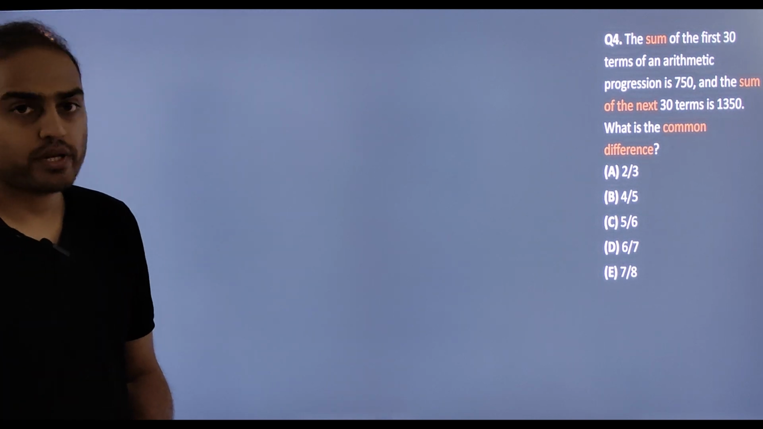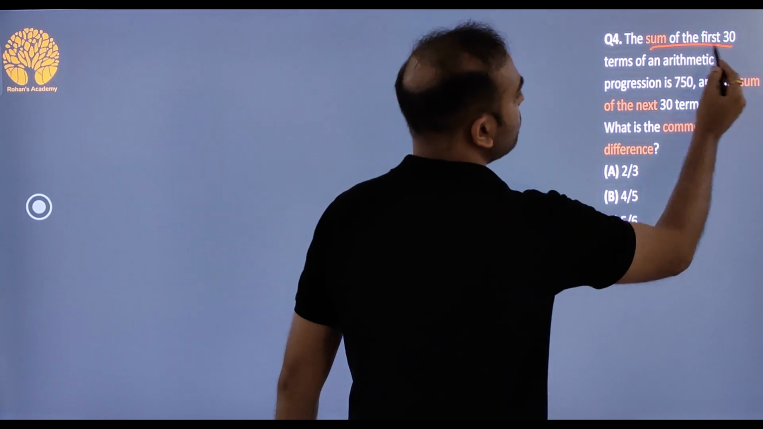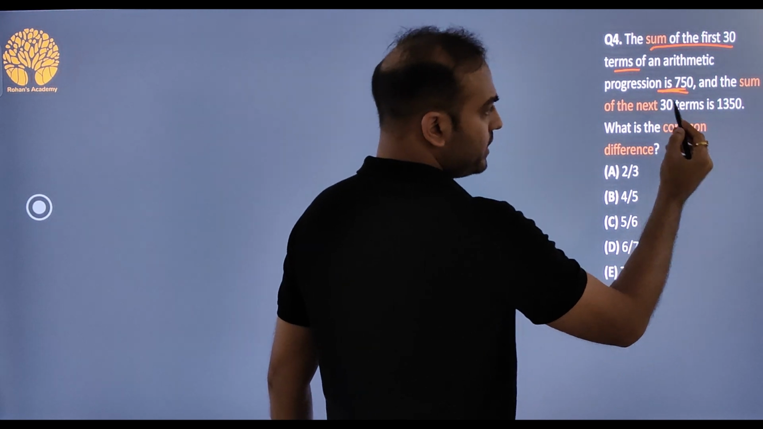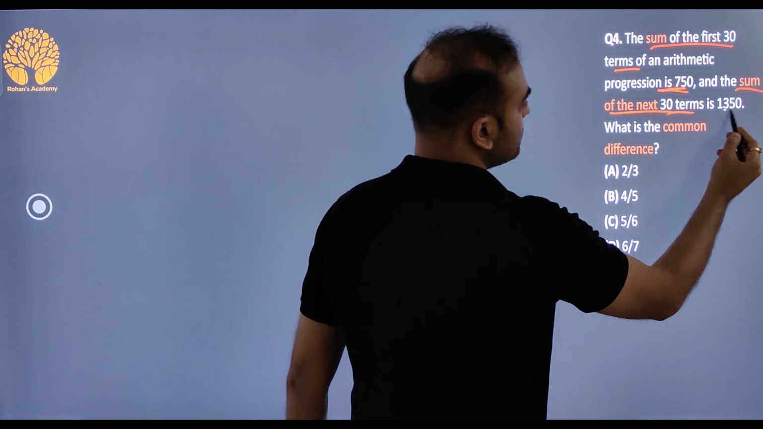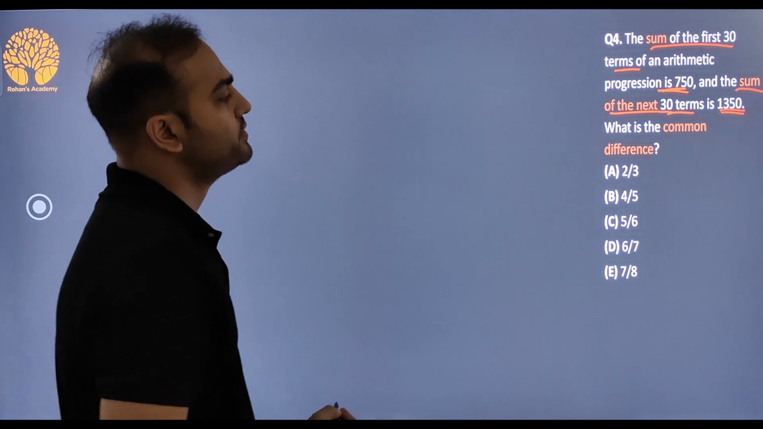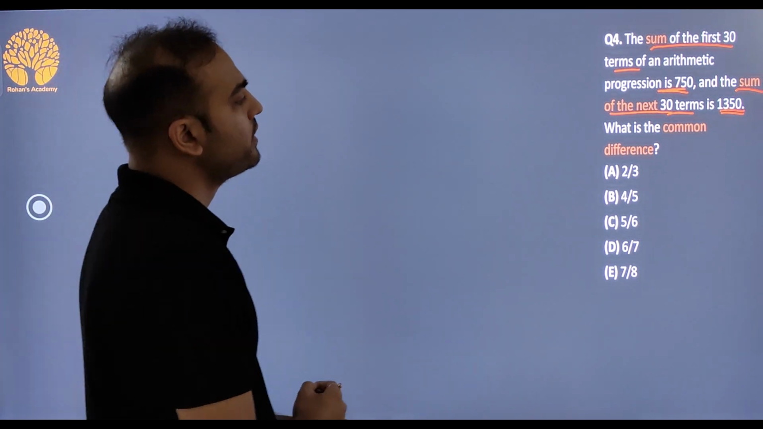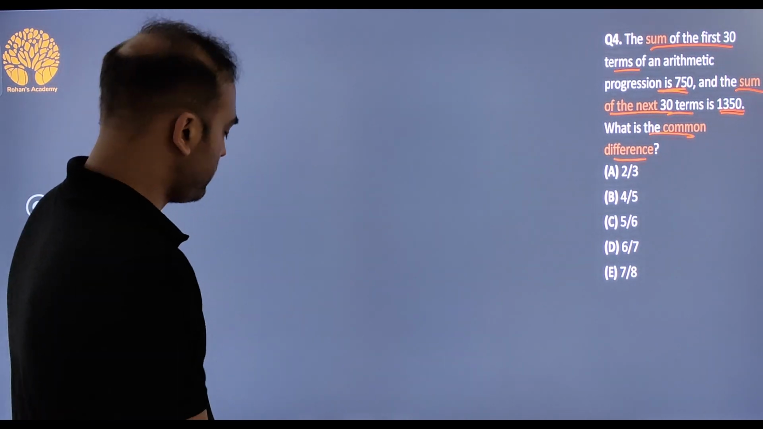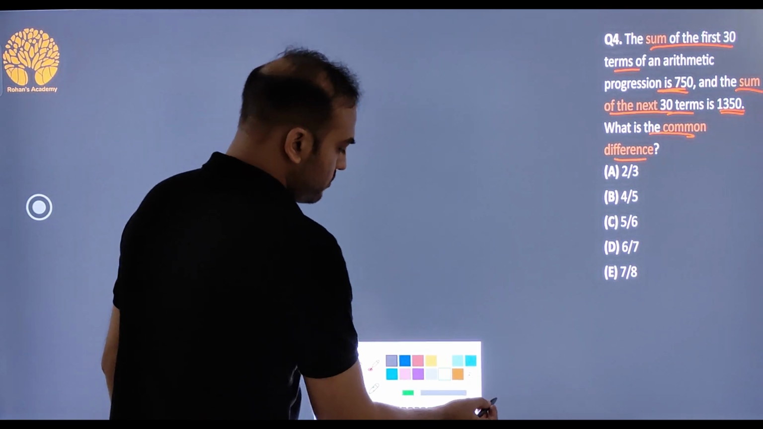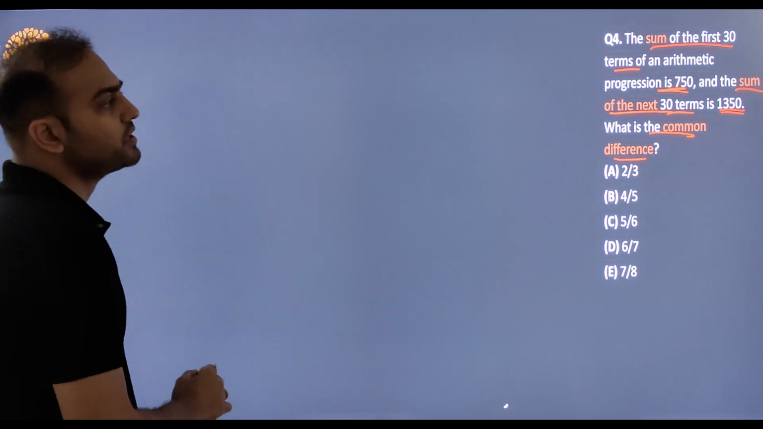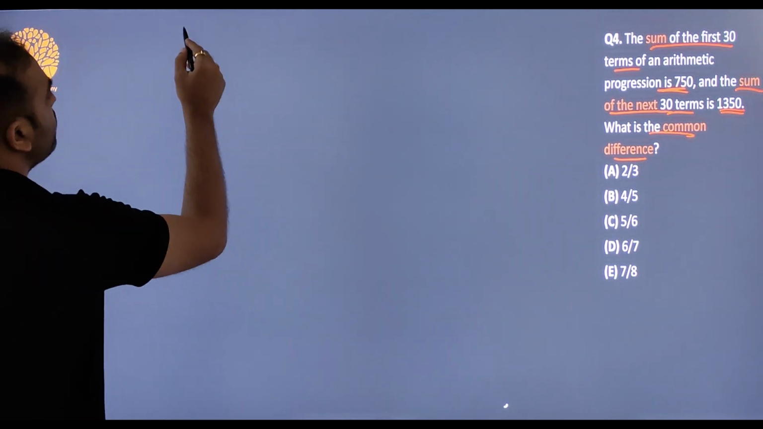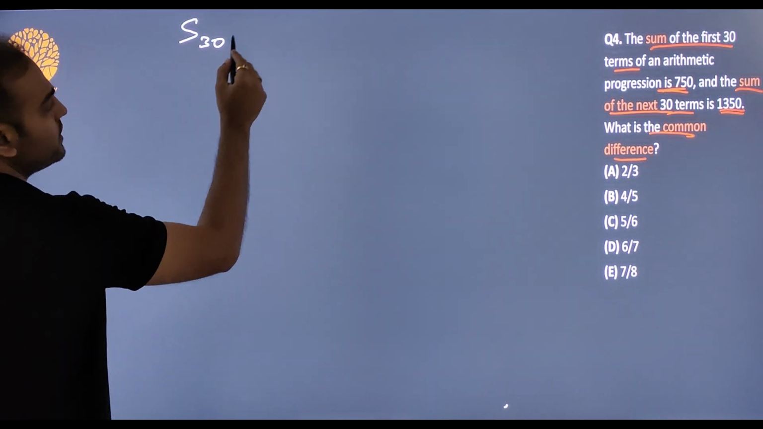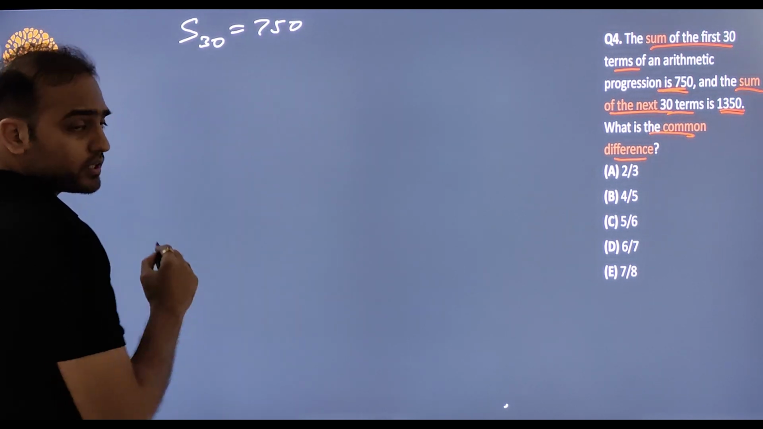Again, moving to the next one. So we have the sum of the first 30 terms is 750. The sum of the next 30 terms is 1350. The question is, what is the common difference? Okay. So the sum of the first 30 terms is 750. So what will we write? S of 30 is 750.